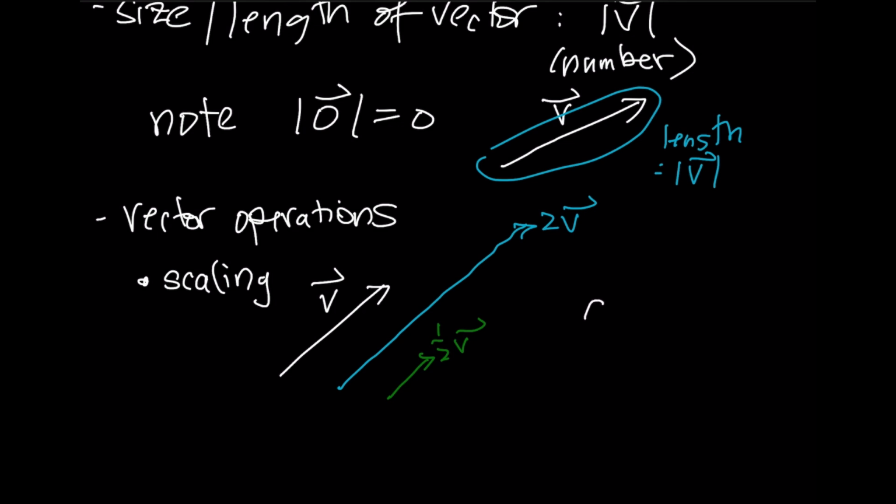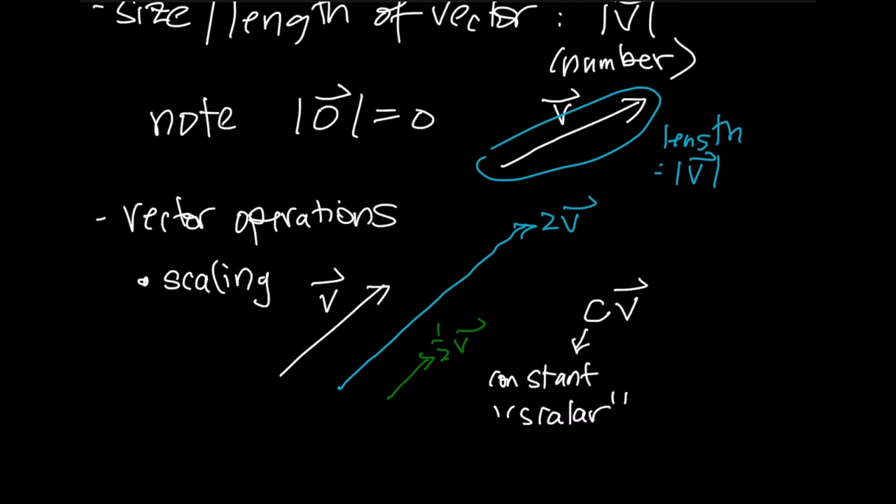We will write down any scaled version of our vector as some constant times v. This constant we're going to give a special name to. We're going to call it a scalar because its job is to scale the vector.